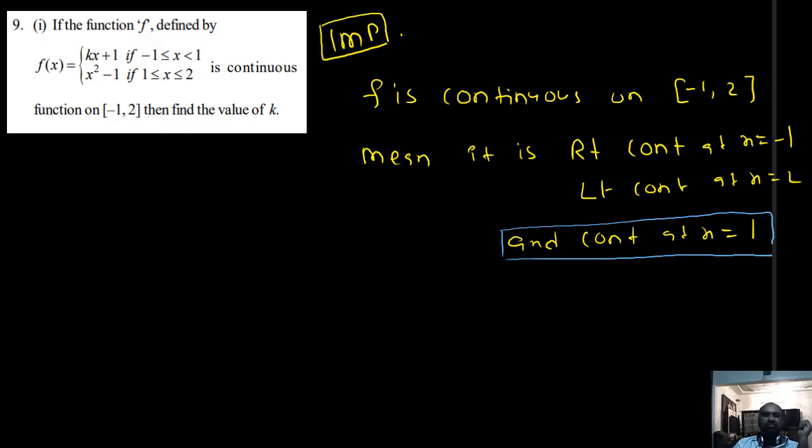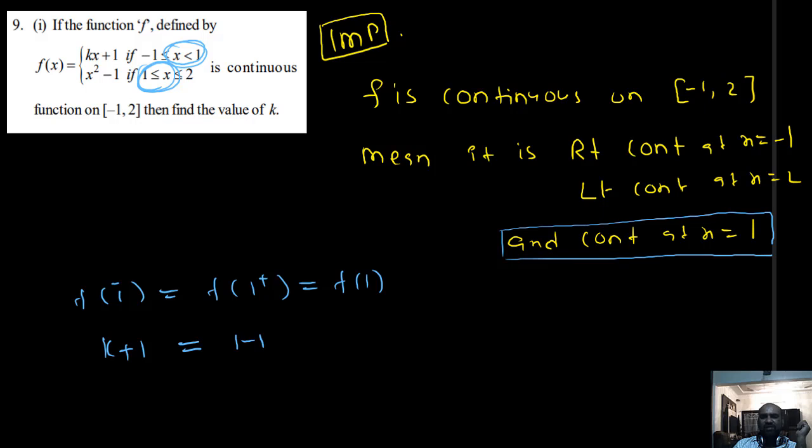Okay, f of 1 minus should be equal to f of 1 plus should be equal to f of 1. F of 1 minus, so instead of x you write 1, what we will get? k plus 1. Should be equal to f of 1 plus, 1 plus or 1 both are same, that is 1 minus 1, which is 0. So k plus 1 equal to 0, k equal to minus 1, the required k value equal to minus 1.